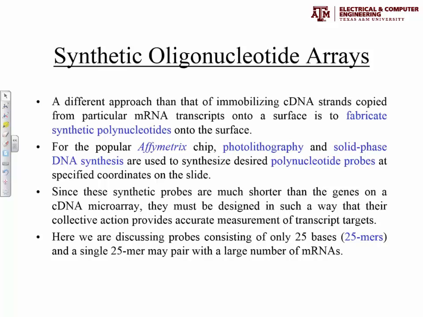Since these synthetic probes are much shorter than the genes, these might be like 25 base pairs or something like that, whereas a gene will be thousands of bases, kilo base pairs. So they must be designed in such a way that their collective action works. For one gene, you will have many different probes, and then you will have to weight the responses you get at the different probes to come up with the intensity level for that gene.